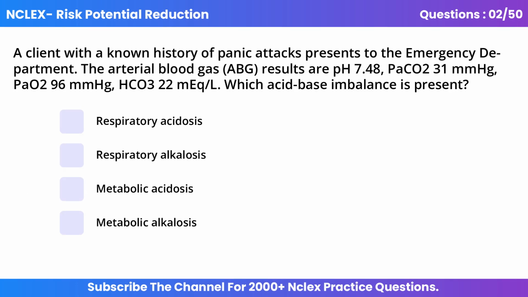Question 2. A client with a known history of panic attacks presents to the emergency department. The arterial blood gas, ABG, results are pH 7.48, PaCO2 31 mm of mercury, PaO2 96 mm of mercury, HCO3 22 mEq/L. Which acid-base imbalance is present? B. Respiratory alkalosis.